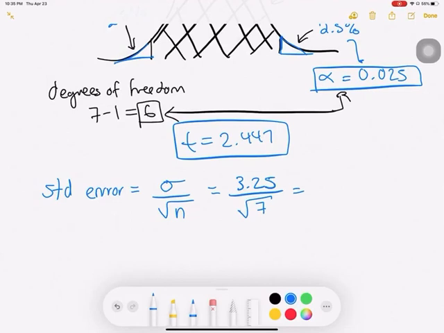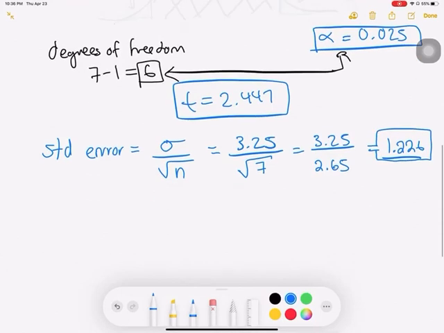So the first thing that I'm going to do is take the square root of 7 and see what number is in there. Again, I'm going to round just to make this a little easier to explain. I'm just going to call this 2.65. Remember that you have to keep as many decimals as possible to keep the result more accurate. Now I have to do the division. 3.25 divided by 2.65 is 1.226. This is my standard error.